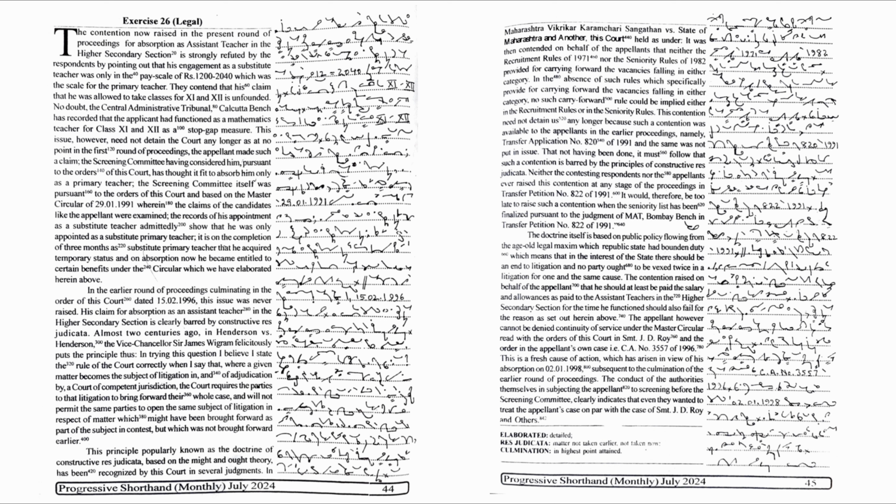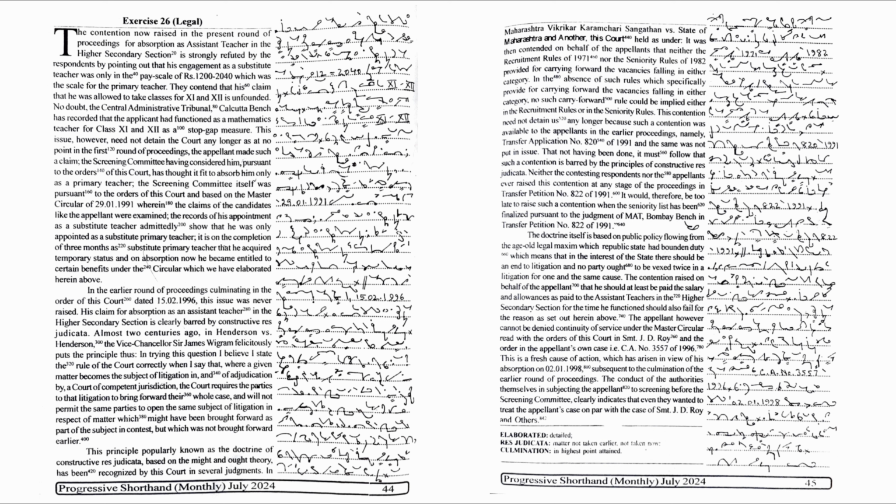In trying this question, I believe I state the rule of the court correctly when I say that where a given matter becomes the subject of litigation in and of adjudication by a court of competent jurisdiction, the court requires the parties to that litigation to bring forward their whole case, and will not permit the same parties to open the same subject of litigation in respect of matter which might have been brought forward as part of the subject in contest but which was not brought forward earlier.